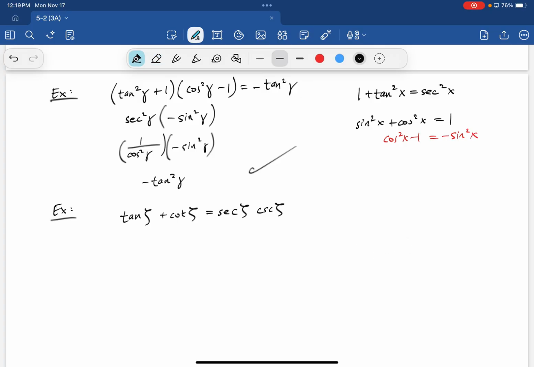Okay, tangent plus cotangent equals secant times cosecant. So here, it doesn't seem like we can use any helpful identities. So a good first step to try when you're stuck is always to convert everything to sines and cosines. So we're going to convert the left side to sine zeta over cosine zeta plus cosine zeta over sine zeta. And then secant, what is that? That's just 1 over cosine, right?